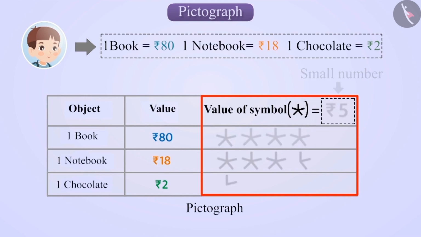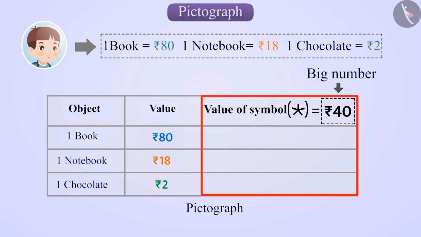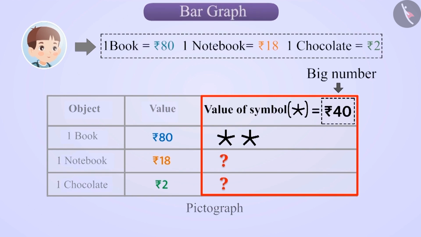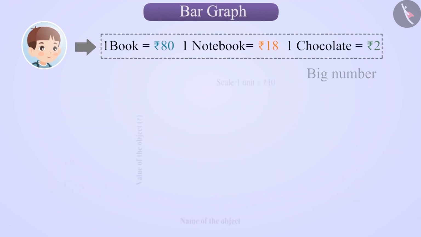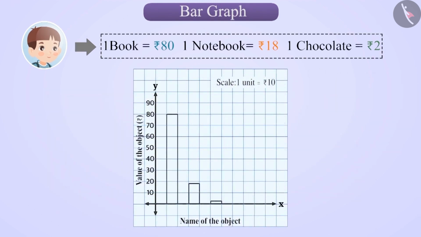And if you take the value of the symbol a larger number, such as rupees 40, then you will easily be able to represent rupees 80. But you will face difficulty while representing rupees 2 and rupees 18. To overcome many such difficulties, we use bar graph. The bar graph for the given situation will be shown as follows. This bar graph shows the amount Rahul spent on various items.